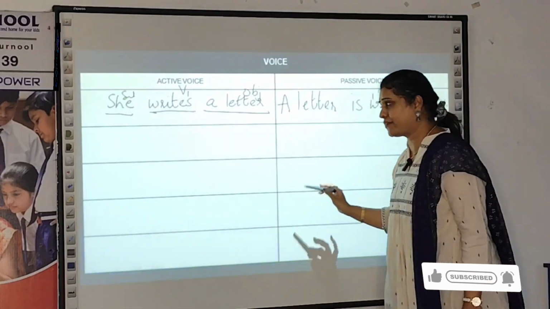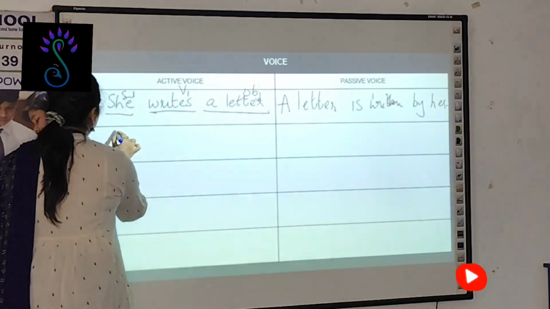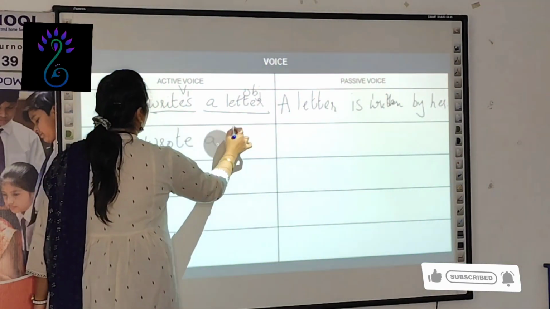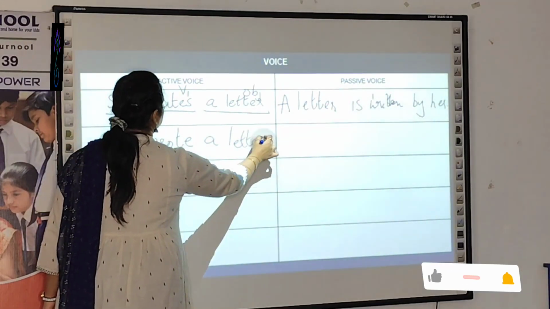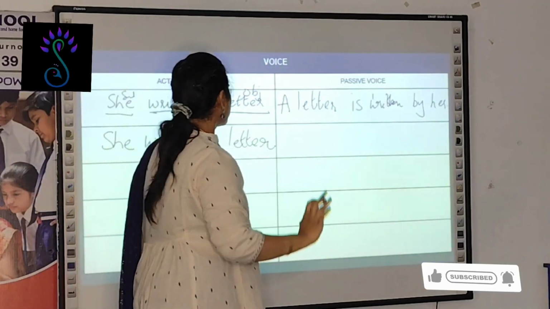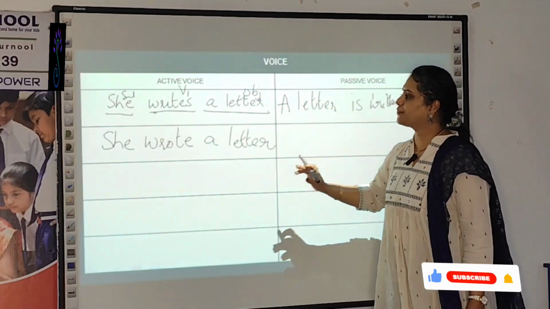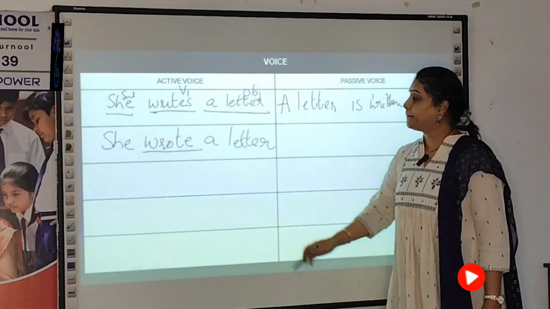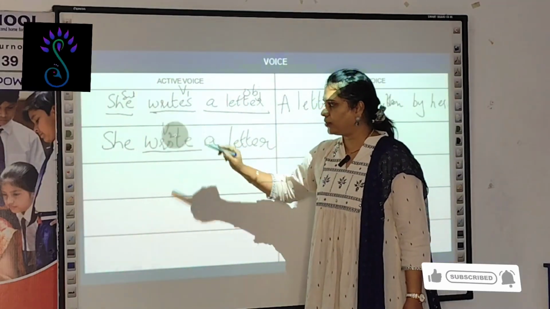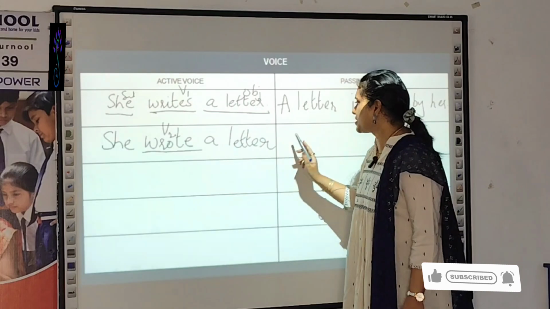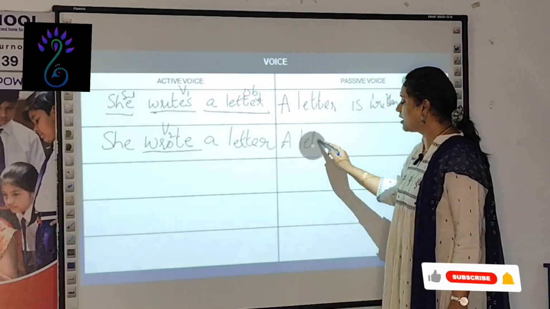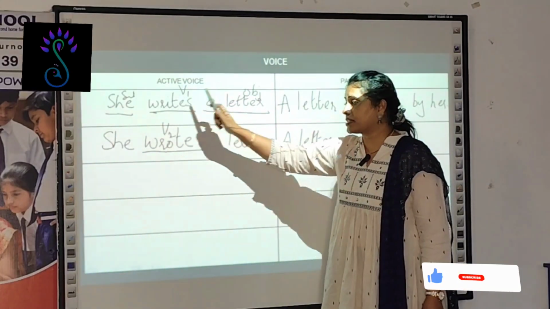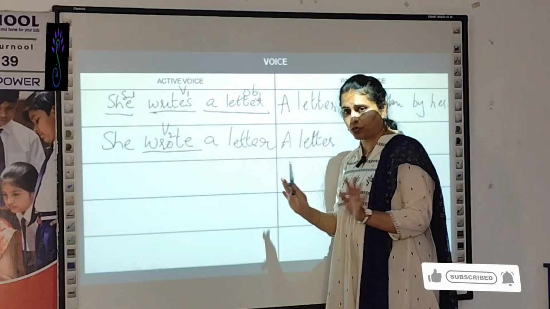We'll see for the past tense too. She wrote a letter. If there is anything additional, write it too. Okay, first identify the subject. Next, what is the main verb? The main verb is in V2, isn't it? Past tense. A letter is the object. So we'll write a letter. What is the helping verb for it? In this, you don't change present to past perfect. Don't change like that.